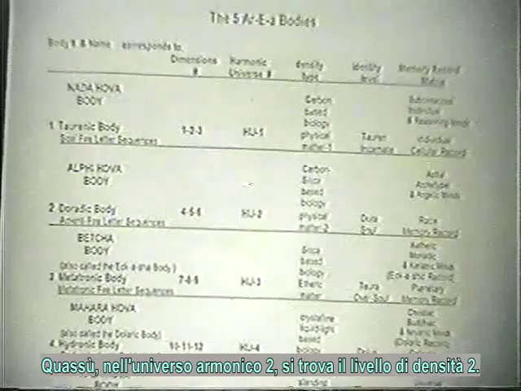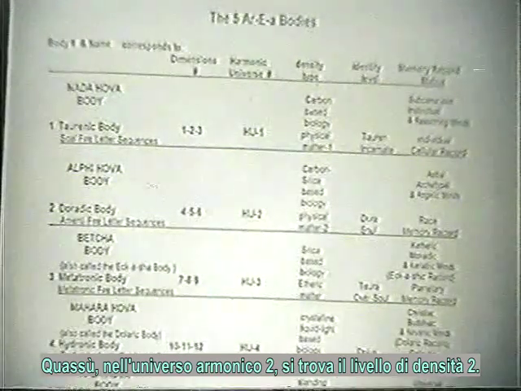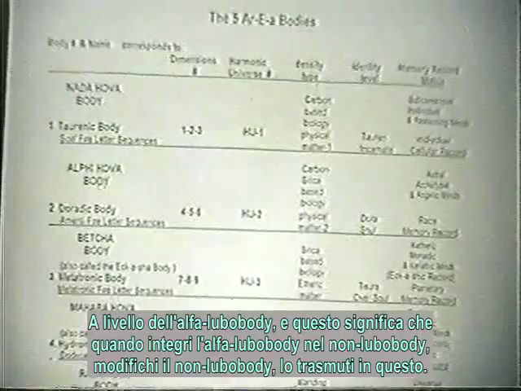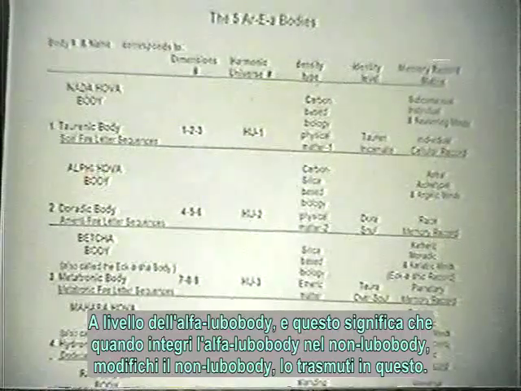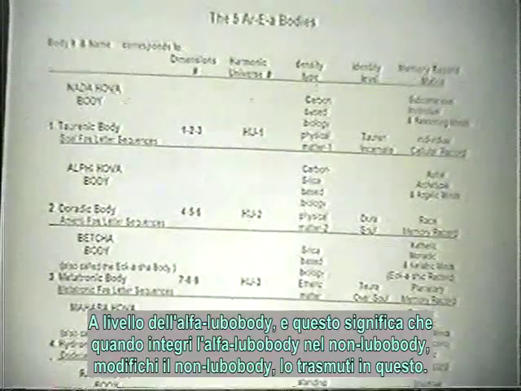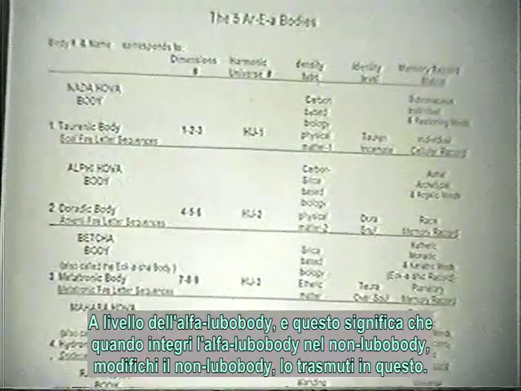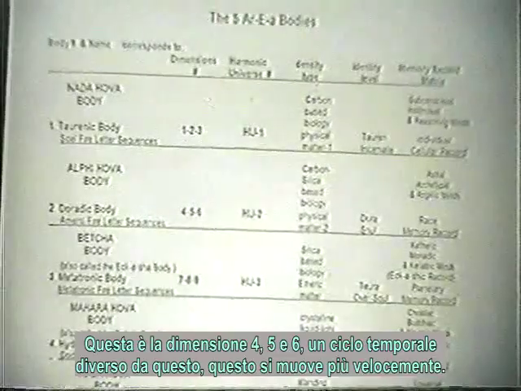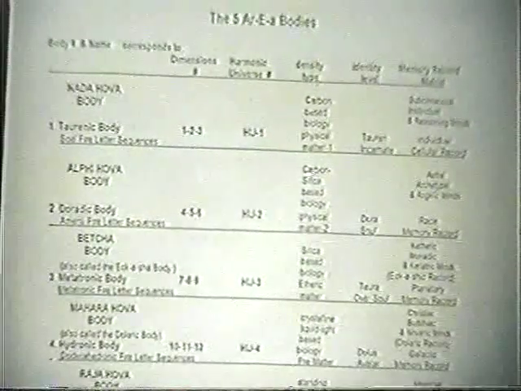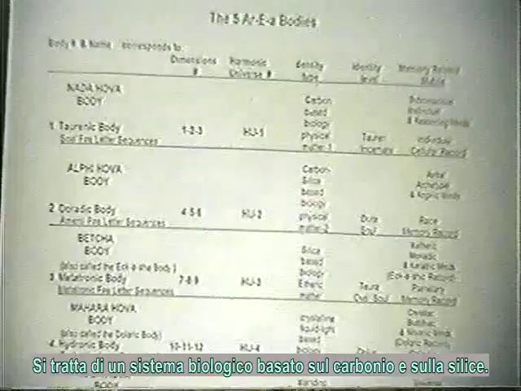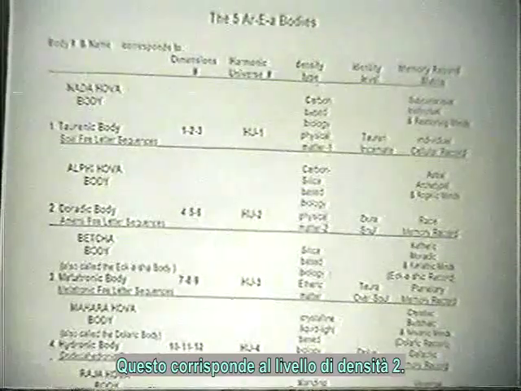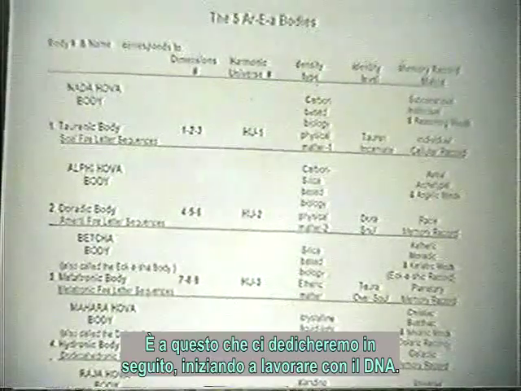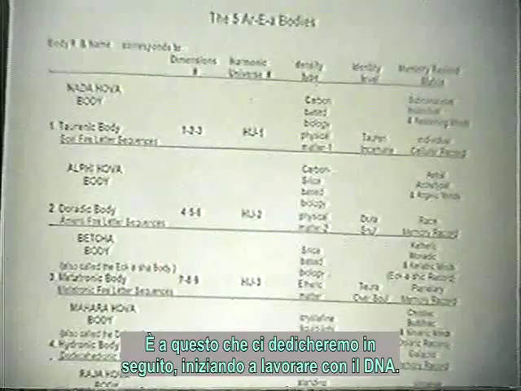Up here, in harmonic universe 2, is density level 2, the Alpha-Huva body level, and this means when you integrate the Alpha-Huva body into the Nada-Huva body, you change the Nada-Huva body and transmute it into this. This is dimensions 4, 5, and 6, a different time cycle than this. This one moves faster. This is a carbon-silica-based biology. That's density level 2. That's what we'll progress into next, as we begin to work with the DNA.